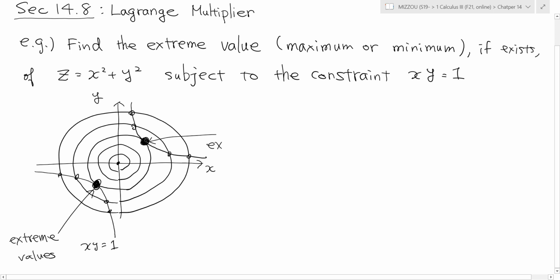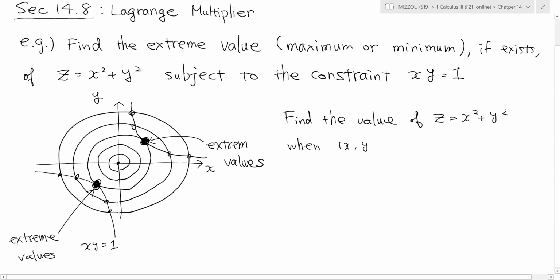But now, geometrically, at the point where you get the extreme value, what's happening? Well, remember, if you compute the gradient... let me just write down what I just said. To find the extreme value subject to a constraint is essentially the same as finding the value of z equal to x squared plus y squared when the point x, y is on the curve xy equal to 1.